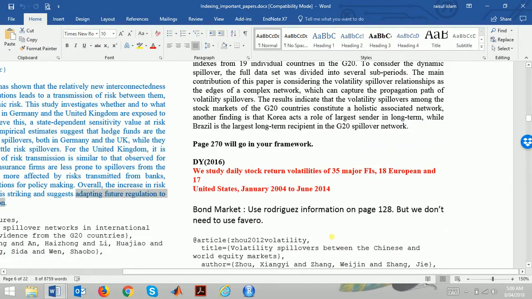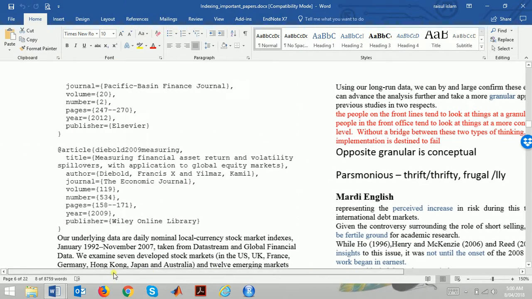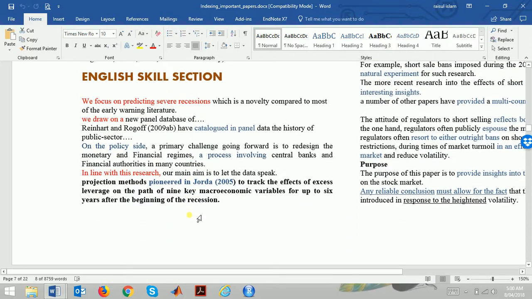We study daily stock returns, so this is basically for the analysis section. We focus on predicting severe recessions. We draw on a new panel database that Reinhart and Rogoff have cataloged in panel data. On the policy side, a primary challenge going forward is to redesign a process involving central banks and financial authorities.